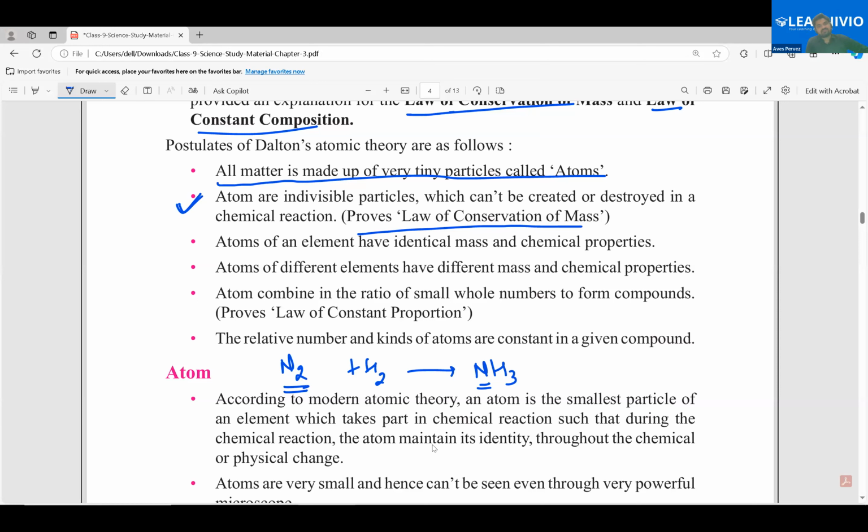Second, atoms of an element have identical mass and chemical properties. That atoms of an element have identical mass. They have same mass and same chemical properties. But here there is a violation. This postulate's half portion is correct: atoms of an element have identical chemical properties. But this portion, identical mass, is incorrect. In real life it is incorrect, but this is correct. So there comes a drawback of Dalton's atomic theory.